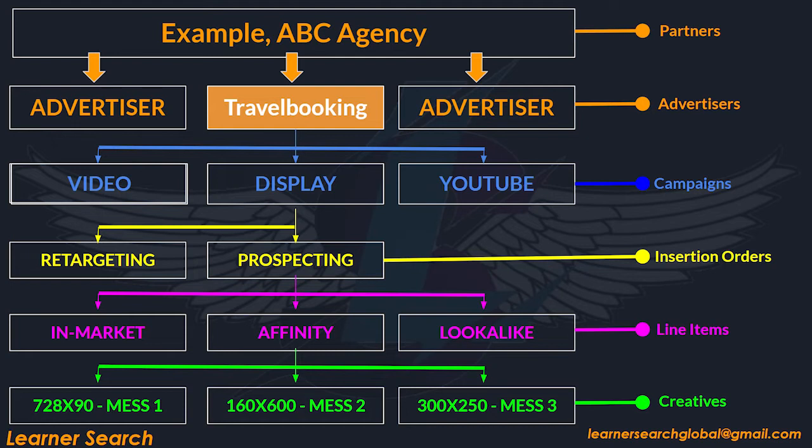And for each line item, they want to run three different creatives with different ad sizes and also ad messages. They created three creatives at advertiser level, and these three creatives are assigned to the line items.